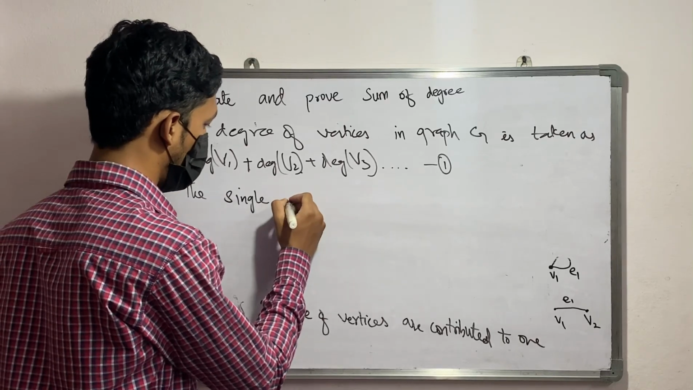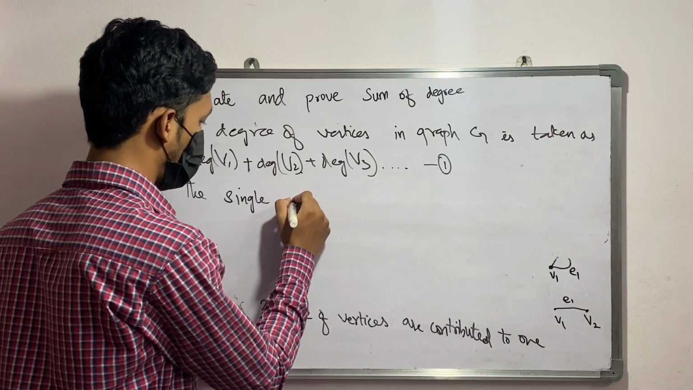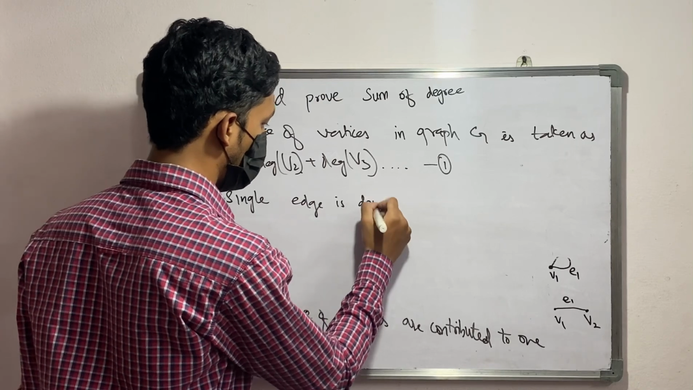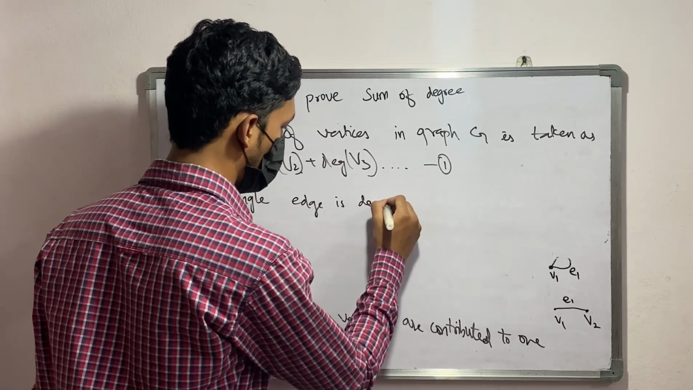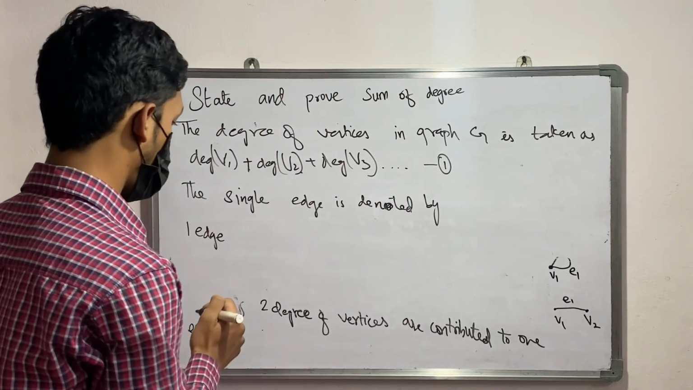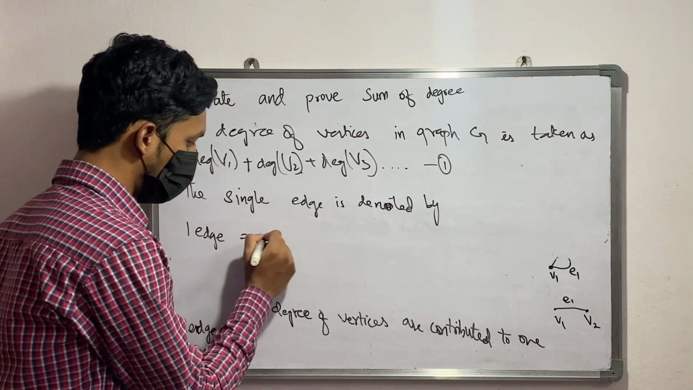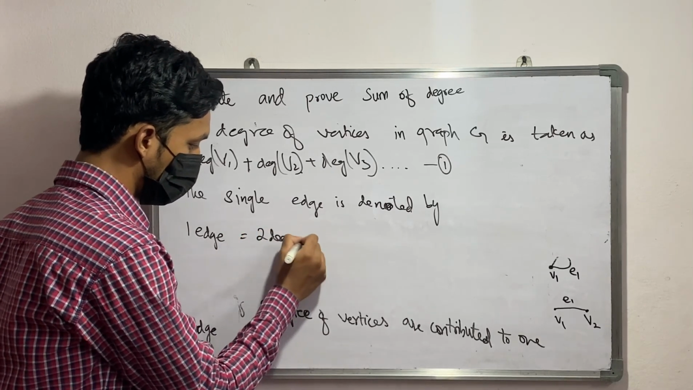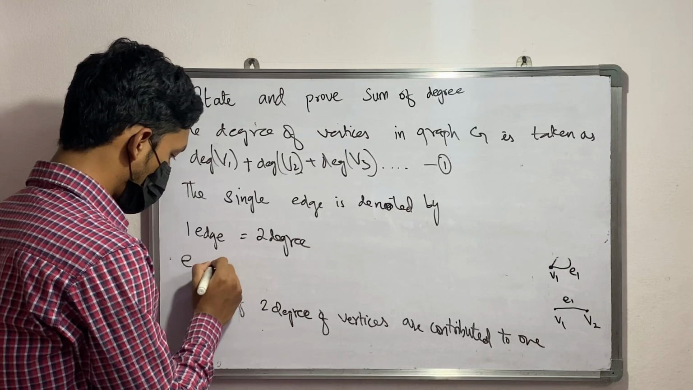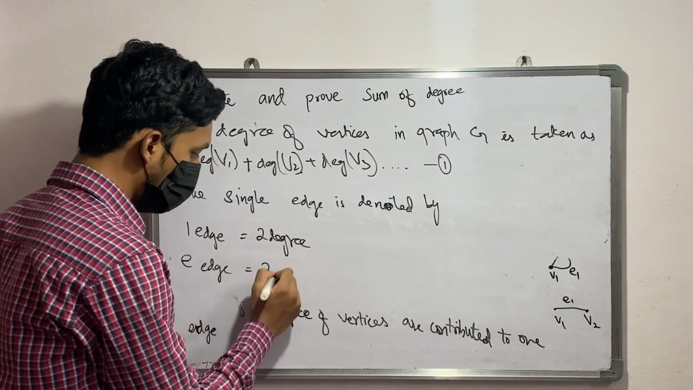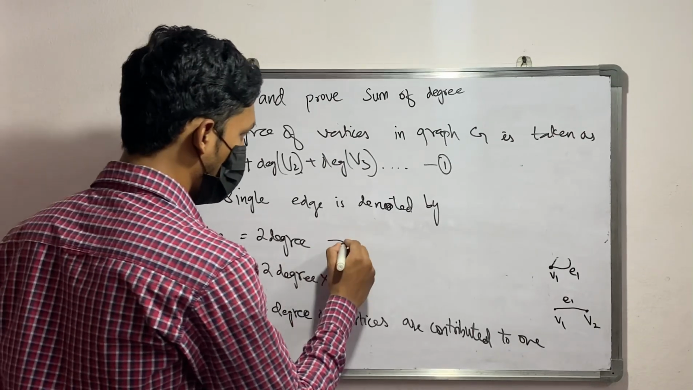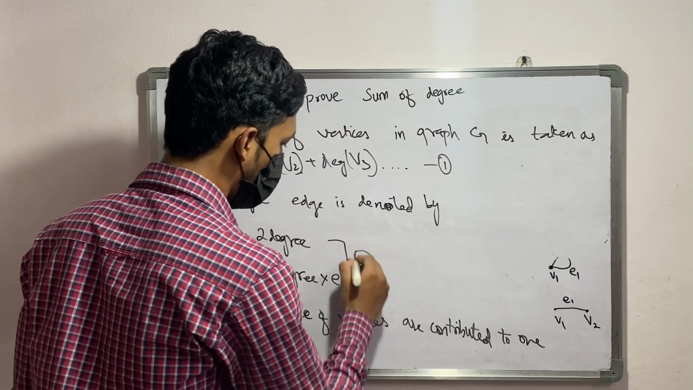A single edge is denoted by one edge equal to 2 degrees, and E number of edges is equal to 2 degrees into E. So these both are taken as equation number 2.